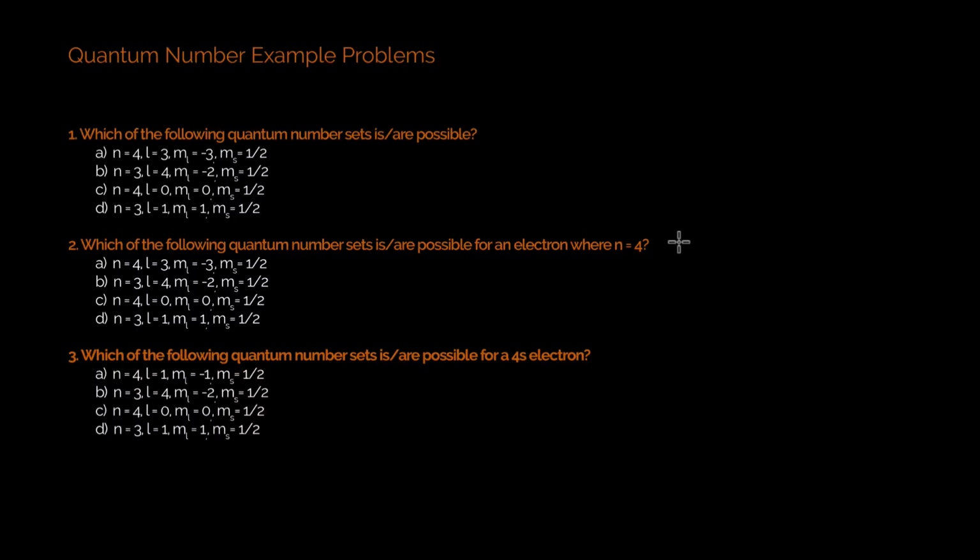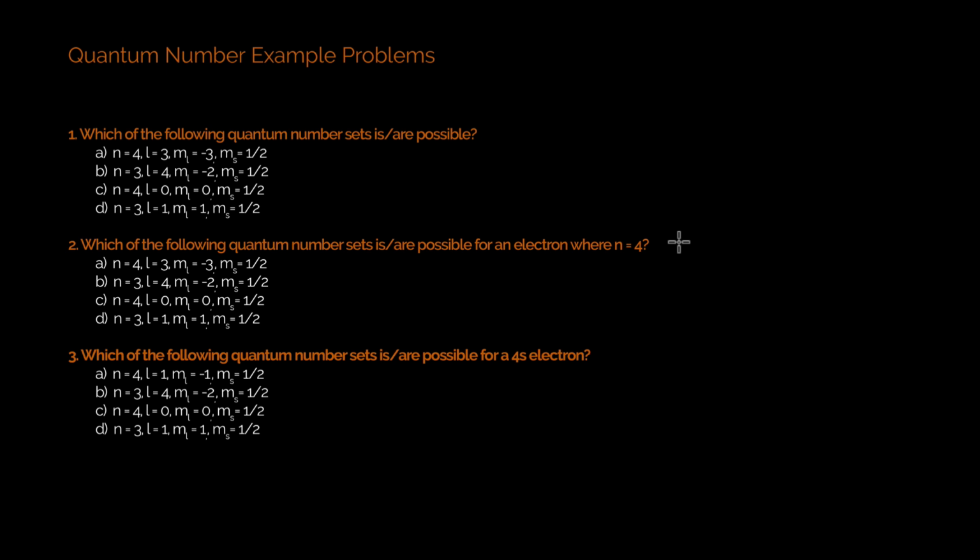Hello everyone, this is going to be a nice and short video on 3 quantum number example problems, just to make sure that you can differentiate between the easy, simple problems and the more specific, complicated problems that deal with the actual definitions of the quantum numbers. So let's start with question 1, which is: which of the following quantum number sets is or are possible?